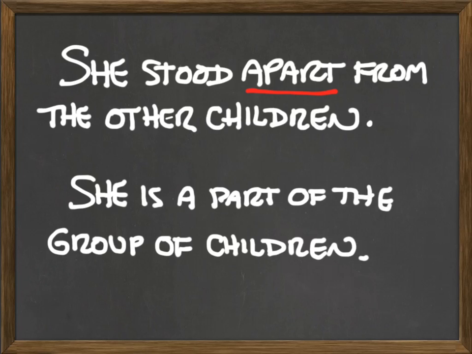But if I say she is a part of the group of children, I am saying she is one of the children in the group. She is within that group. So you can see here that not only do they mean different things, but they mean totally opposite things. This would be a case if you used apart when you meant a part.